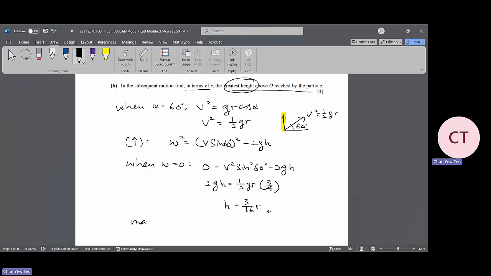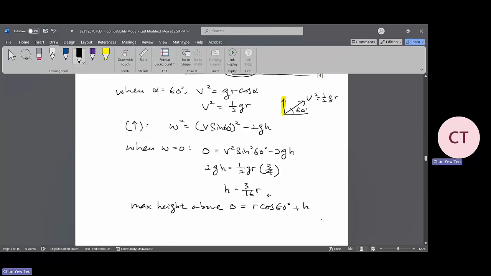Your maximum height above O will be equal to R cos alpha plus the height that we have found just now. So it will be half R plus 3 over 16 R. Add together, you get 11 over 16 R. Okay, so that is the answer for question number 5B.